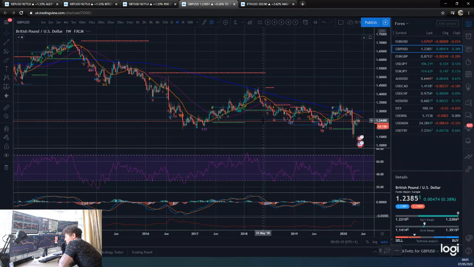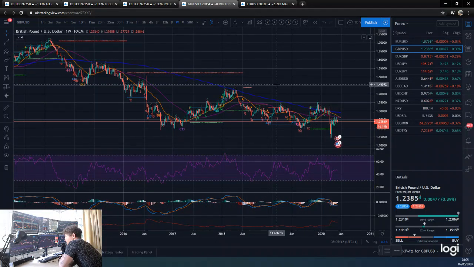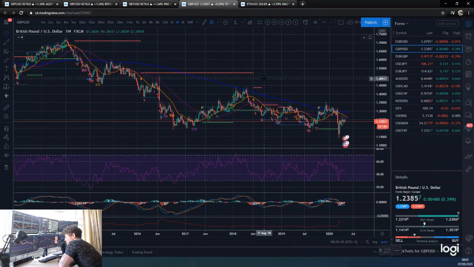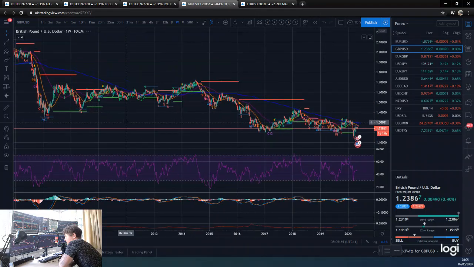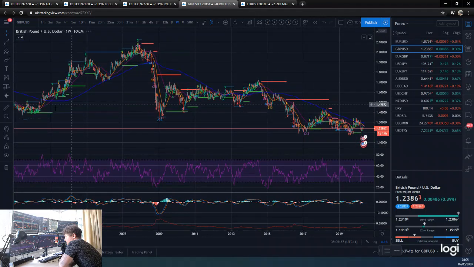So the 200-period moving average, and we're on a weekly scale here too, by the way, guys. The 200 period moving average is a very important moving average. So you can see, if we just look longer term, as far back as I can go, you break through it, support.